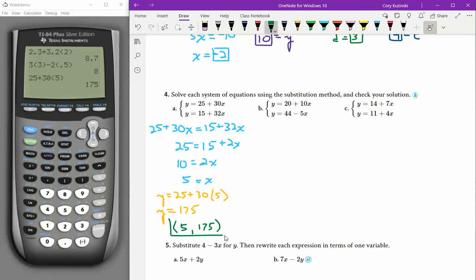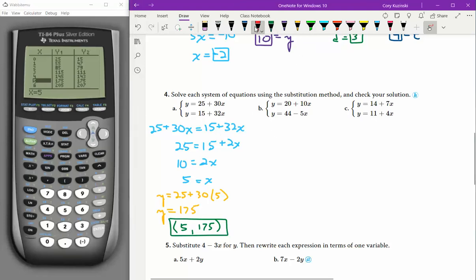It does say check our solution. We're not going to check all of them. Well, I'm not going to. You should. But let's put this first equation in, 25 plus 30x. Let's put the second equation in, 15 plus 32x. And let's go to the table, go down to 5, and you can see the output at both of those is 175.